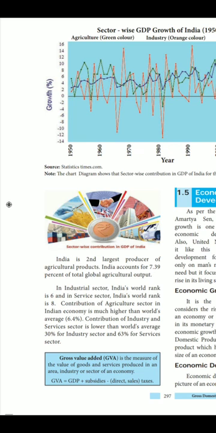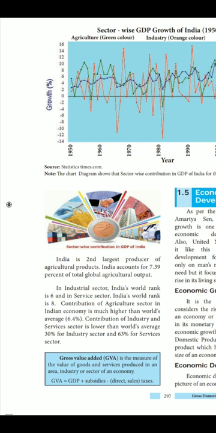Okay. Now what is GVA? That means gross value added. That is a measure of the value of goods and services produced in an area, industry or sector of an economy. So how can we calculate this? Gross value added means GDP plus subsidies minus direct tax or sales taxes. Okay, GDP plus subsidies minus taxes. What are the taxes? Direct tax and sales tax. Are you clear?